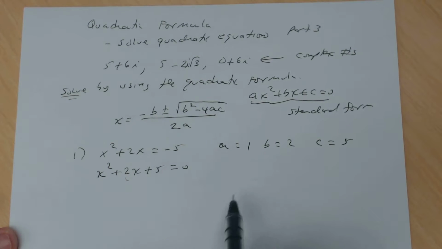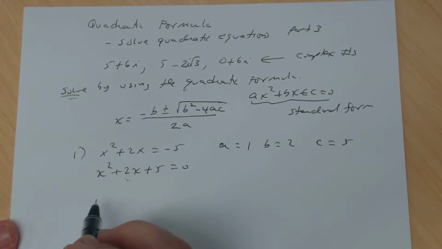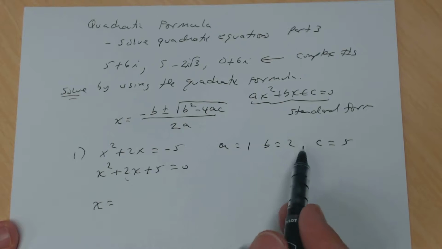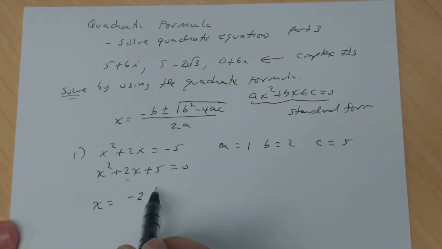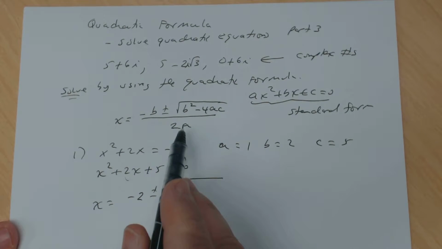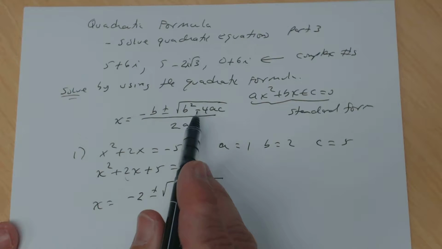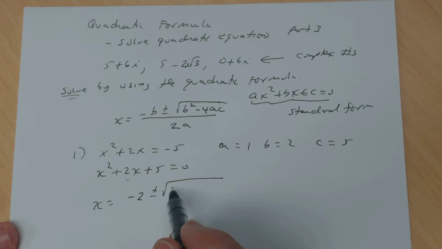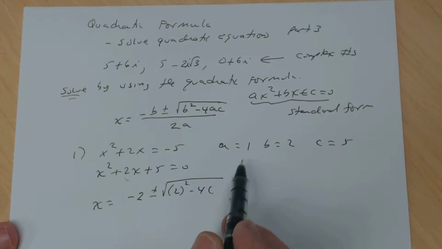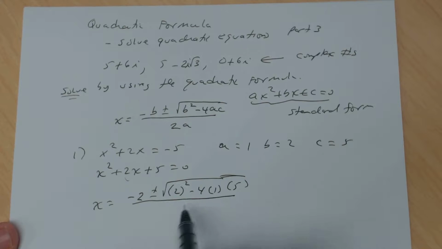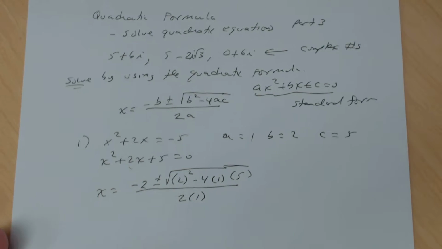And then all you do is just plug the numbers back into the quadratic formula. So we get x equals the opposite of b. Well, if b is 2, the opposite of 2 is negative 2, plus or minus the square root of. And remember, when you replace the variables with their values, always put those in parentheses. So we get b, which is 2, squared, so 2 squared, minus 4 times a, which is 1, times c, which is 5, all over 2 times a, and a is 1.